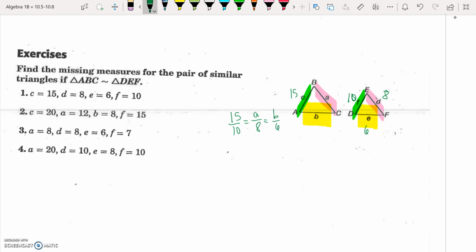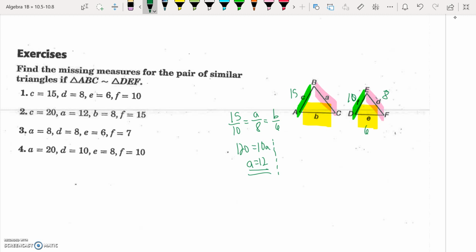Now I'll take 2 of these at a time, kind of ignoring this third one for a minute. 15 times 8 is 120. 10 times A is 10A. Divide both sides by 10, and I get A equals 12. So there's one answer.